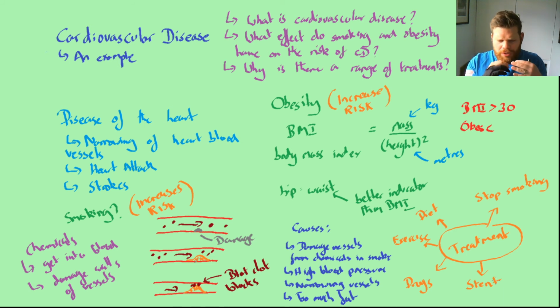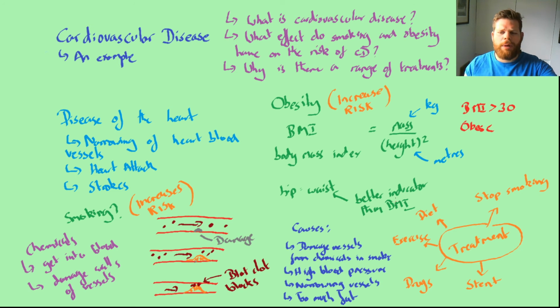Now, those stents can be administered in different ways, but one of the ways in which it can be done is through open heart surgery. Now, having open heart surgery is a massive operation, and if you have to have treatment by operation for cardiovascular disease, you will probably have to take some form of drugs for the rest of your life.